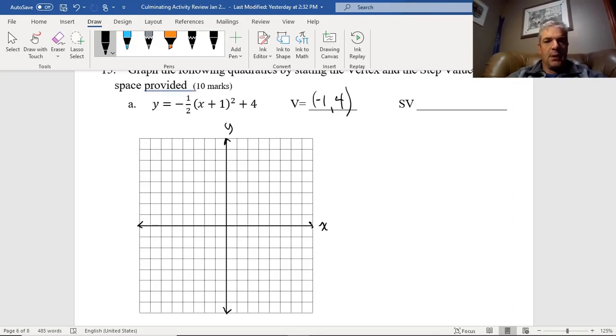Minus 1 on the x, positive 4 on the y. 1, 2, 3, 4, and there's my vertex, okay?